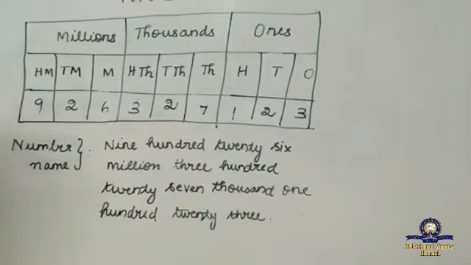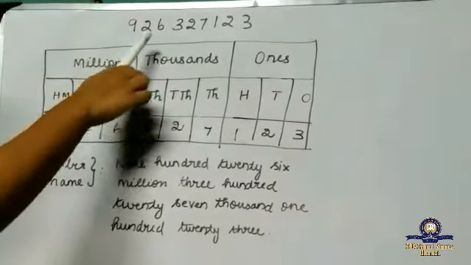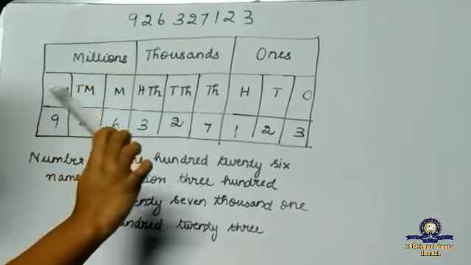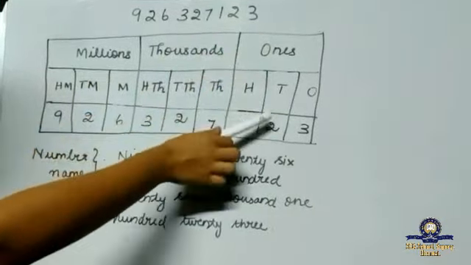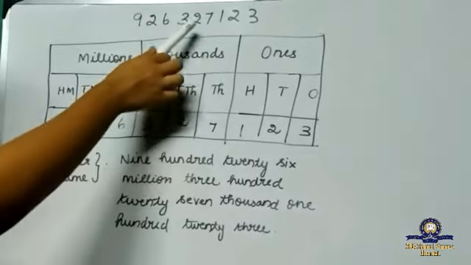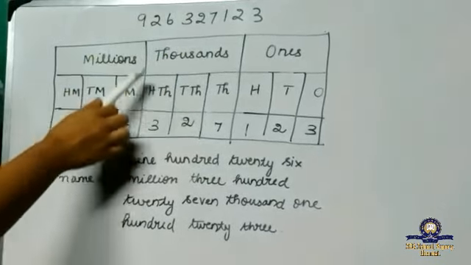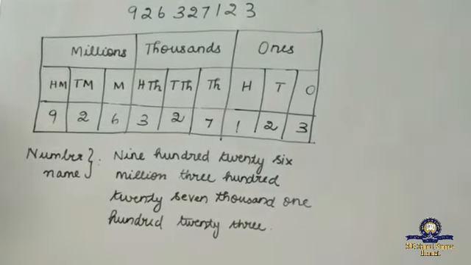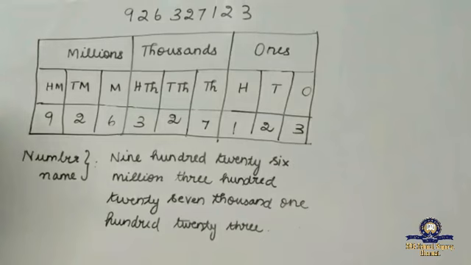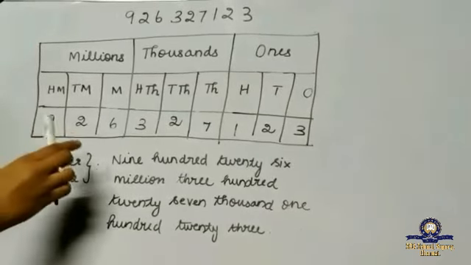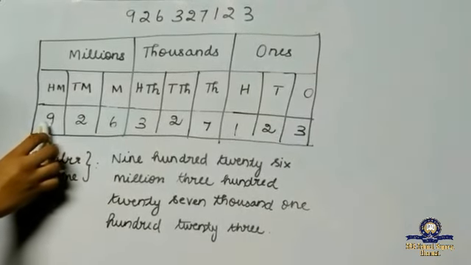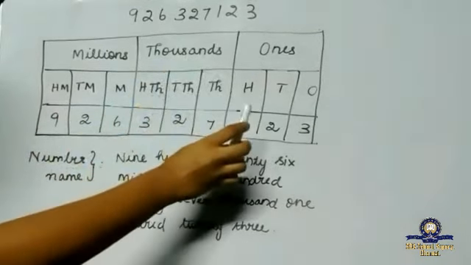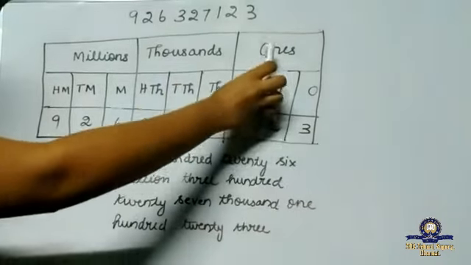So I'll repeat it once again, students. Now we are going to assign the given number in the place value chart. While assigning the numbers, I'm going to come from the right hand side. So 3 comes under the ones place, 2 in tens, 1 in the hundreds, 7 in thousands, 2 in 10,000s, 3 in 100,000s, 6 in the millions, 2 in the 10 millions place, and 9 in the 100 millions place. And while writing the number names, I'm going to come from the left hand side. You're going to write it as a whole. So you'll be writing it as 926 million and 327,123. Got it?